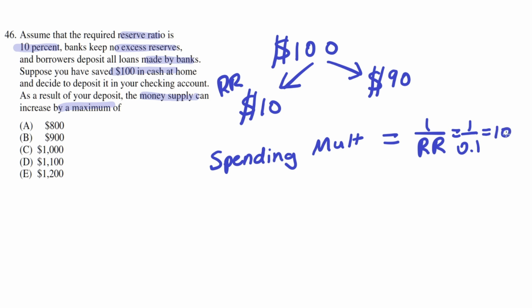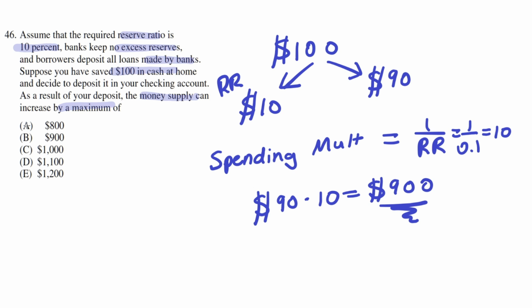Now, using this number and the $90 that was initially entered into the money supply, we can calculate the maximum change in the money supply. So that would be $90 times 10, which is equal to $900. Therefore, the maximum change in the money supply is $900. So, option choice B is correct because it properly shows that the maximum change in the money supply is $900.